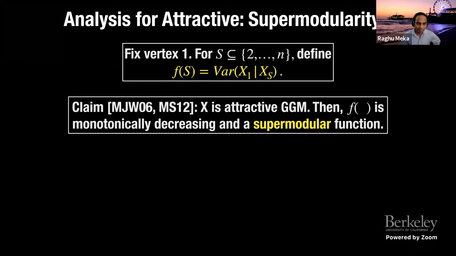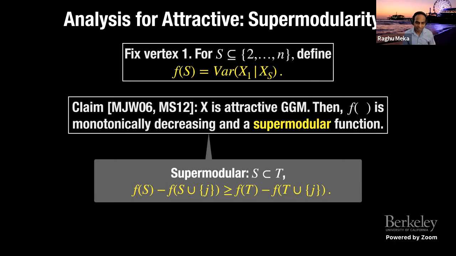And this is an old result from 2006 and independently discovered in 2012, saying that if the Gaussian distribution we started out with is attractive, then this function f is supermodular. It's always monotonically decreasing, but when you have an attractive model, it's also supermodular. And supermodularity just means that the net benefit of adding a vertex j to our existing set decreases as your set increases.